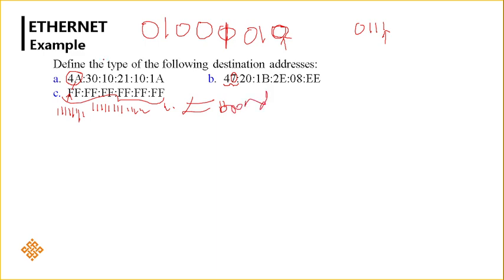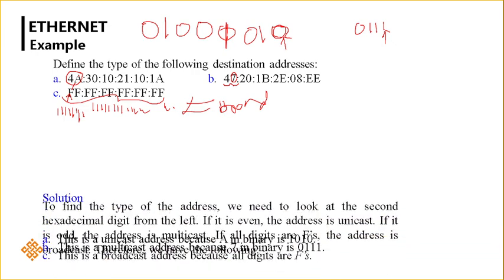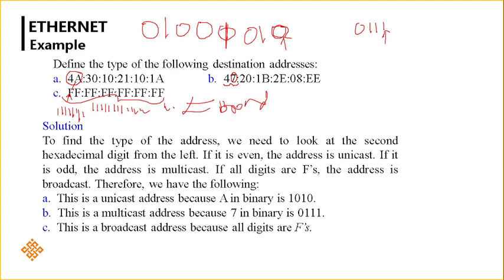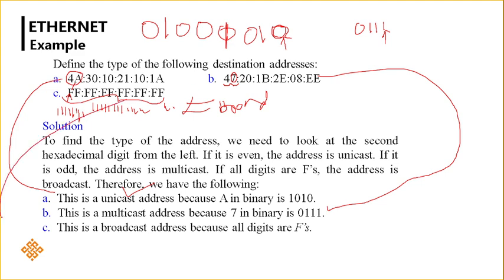So in this way, just by seeing the first byte, first bit, we can easily identify to which address it belongs. This is the solution. The first Ethernet address is a unicast address. The second one is a multicast address, and the last one is the broadcast address, because all digits are Fs, which is nothing but ones. So this is how you can identify the MAC address or the Ethernet address, whether it belongs to unicast, multicast, or broadcast.